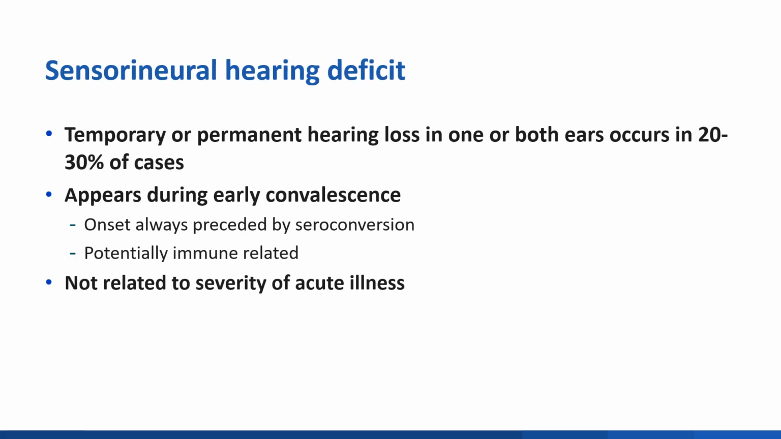Sensorineural hearing loss is a known complication of Lassa fever. The hearing loss can be temporary or permanent in one or both ears and can occur in 20 to 30% of patients. Hearing loss typically appears during early convalescence. The onset of deafness is always preceded by seroconversion and is thought to be immune-related. Development of hearing loss is not related to the severity of the acute illness.